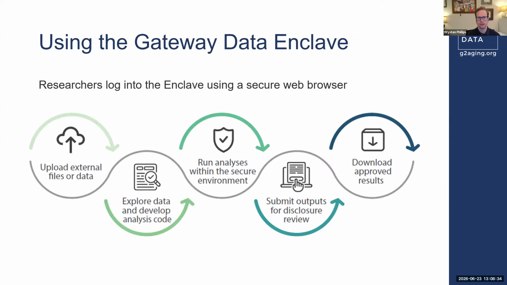So when you use the Gateway Data Enclave, you're going to use it by logging into a secure web browser. From that web browser, you can upload any external files or data that you would want, in addition to the data that's already provided to you as part of the Gateway Data Enclave that you said you wanted access to in your application. So this could be different data sets that you wanted to do comparative analyses with that aren't on the Data Enclave itself, or it could be data that you plan to help contextualize the data that's provided on the Enclave.